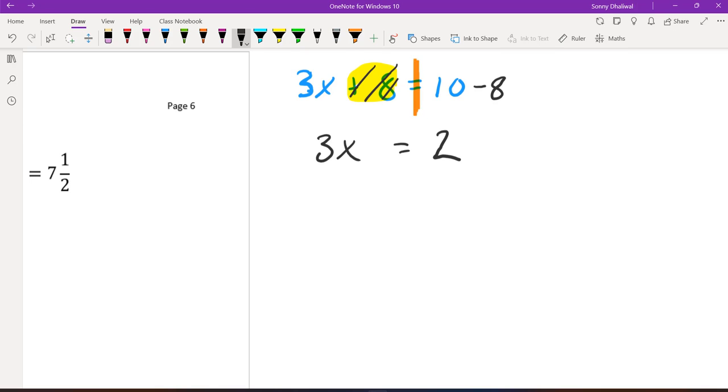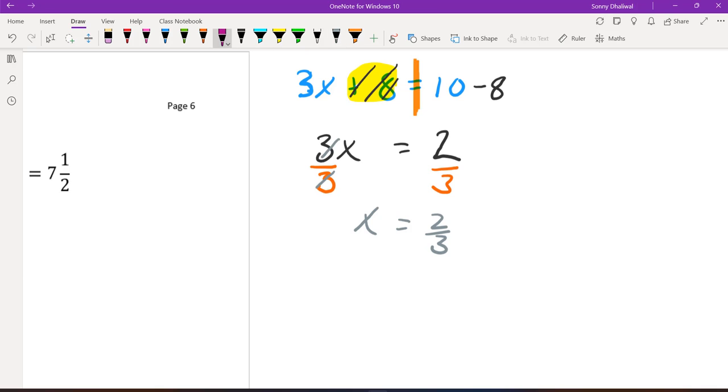Then what did we do? Divide by 3 to get rid of the 3. 3 times x, so the opposite of times is dividing, and those 3's disappeared, and x is equal to 2 over 3. Okay, then we made another level of difficulty increase, which is why we threw in some brackets.